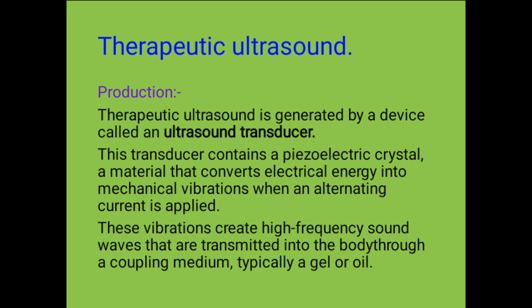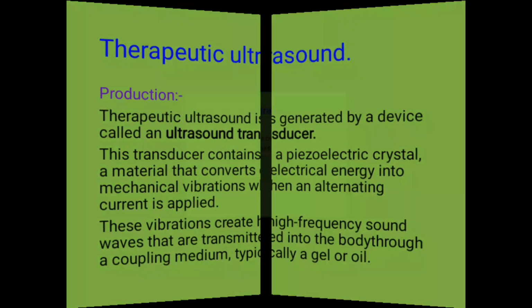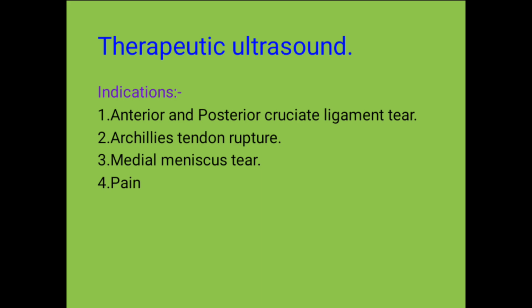So I want us to transition, because we have actually introduced the production, the intensities, the frequencies, types. So we need to know to which conditions ultrasound is used. So I want us to understand that. So let us flip the coin to indications. And for indications, there are several actually. First is the anterior and posterior cruciate ligament tear.